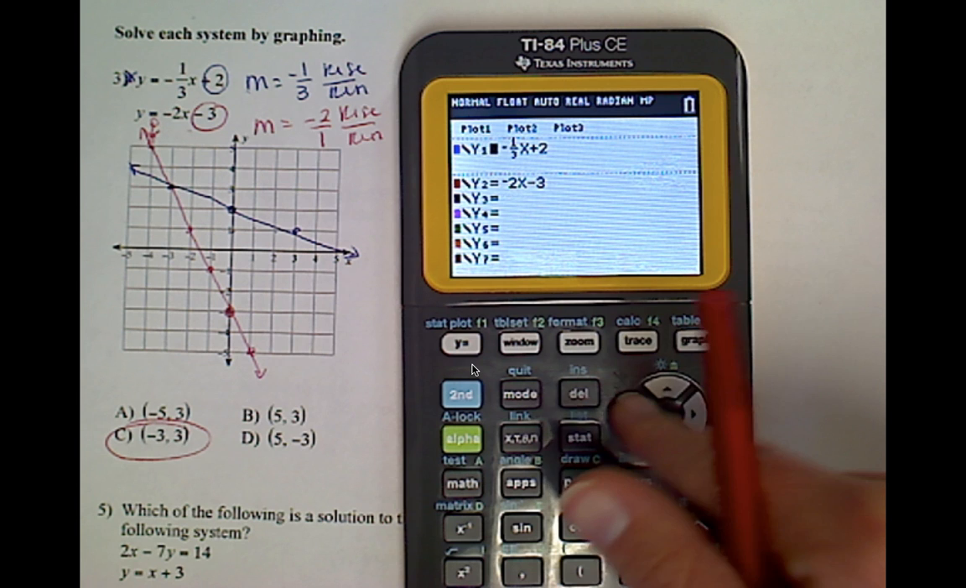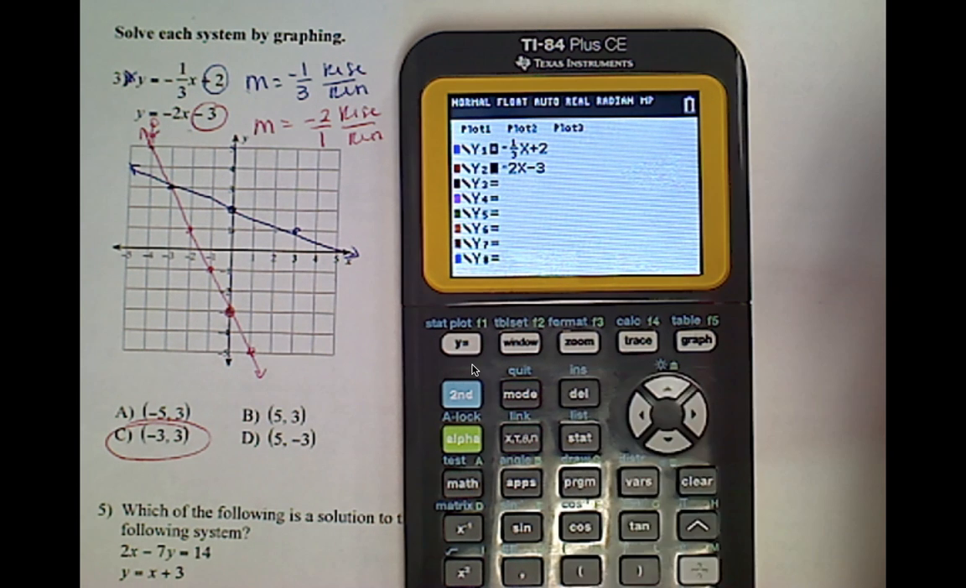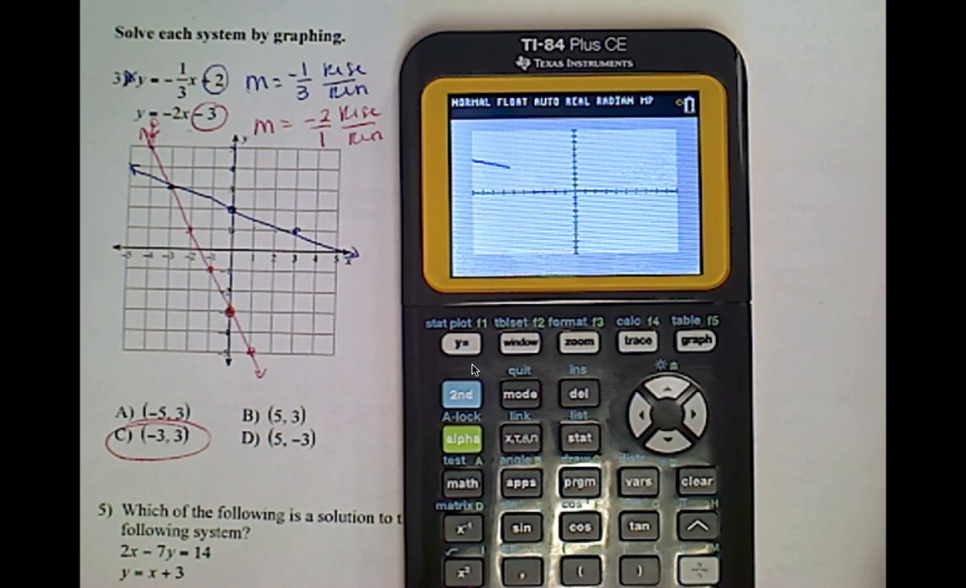Now, whoever's been messing with this calculator before me, they turned off the equal sign. That's why you didn't see anything. The graphs were off, so I have to go back and make sure they're turned on, okay? So let's try that again. Here's the first one, which is the blue one right there. And here's the second one, which is the red one, right there.